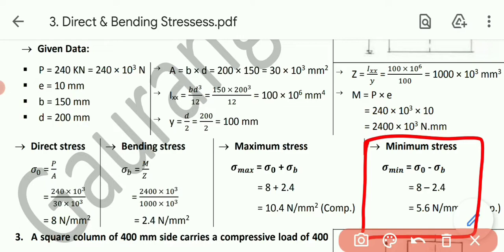Let's calculate the minimum stress, sigma minimum. Answer stands for sigma 0 minus sigma b, sigma 0 is 8, sigma b is 2.4. 8 minus 2.4, I got the answer 5.6 Newton per mm square. Again, as it is positive, our answer is compressive.